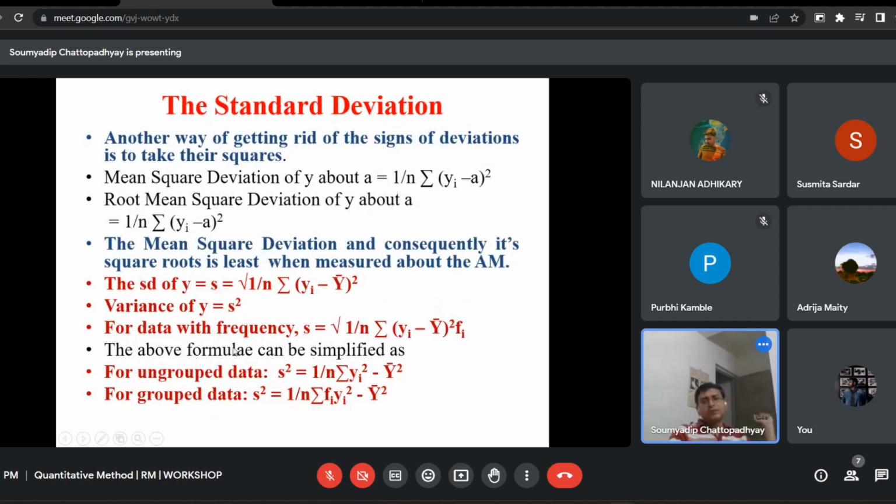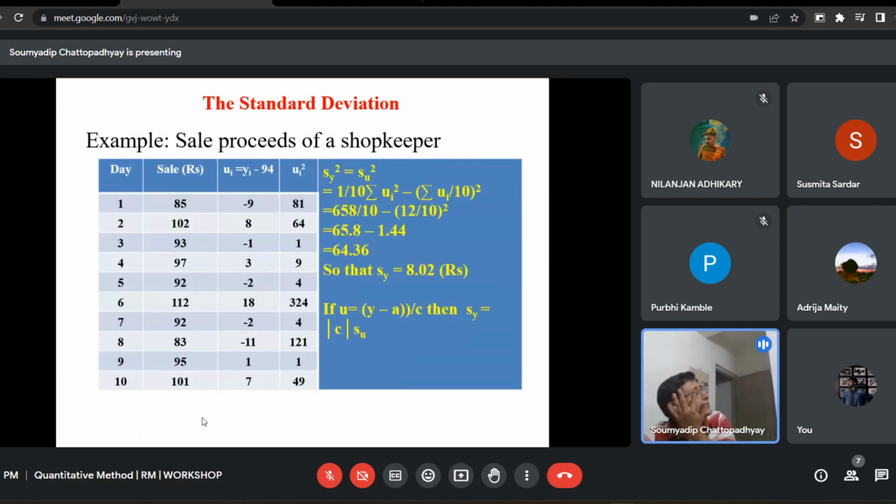And if you put your data into an Excel sheet, then you can use this particular formula to calculate the variance of ungrouped data and also grouped data. This is one specific example which I have just mentioned to show you how you can calculate the standard deviation corresponding to a particular variable.